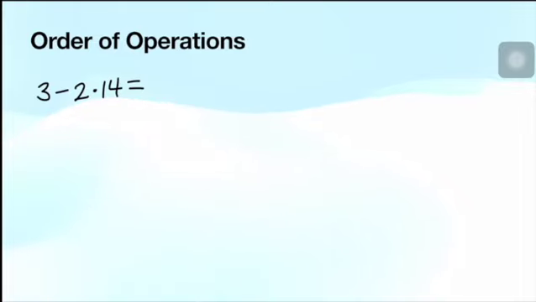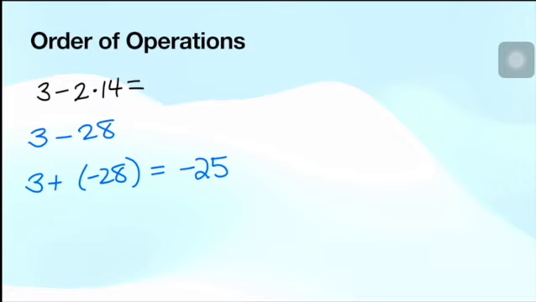3 minus 2 times 14. There's no parentheses, there's no exponents, so then I have to multiply or divide first. So I'm going to start by taking 2 times 14. That gives me 28. Now 3 minus 28 is the same as 3 plus negative 28. Opposite sign, so we subtract. 28 minus 3 is 25, and the answer is going to be negative.